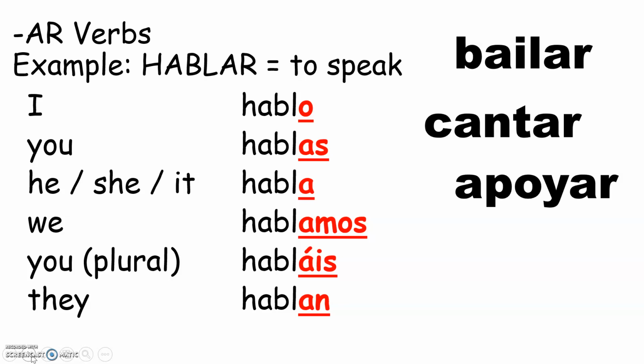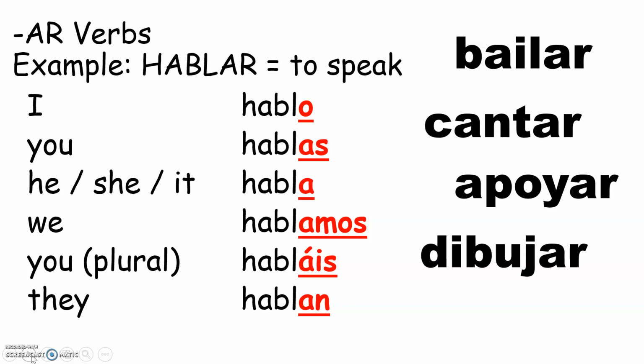Apoyar, to support someone. Remember, take that AR off. Apoyo, apoyas, apoya, apoya, apoya. Apoyamos, apoyáis, apoyan. Let's try one more. Dibujar, dibujar means to draw. Dibujo, dibujas, dibuja, dibuja, dibuja. Dibujamos, dibujáis, dibujan. Try to memorize that pattern, and why not try to dibujar, to draw out that pattern a few times on some paper to check that you can get that spelling right too.